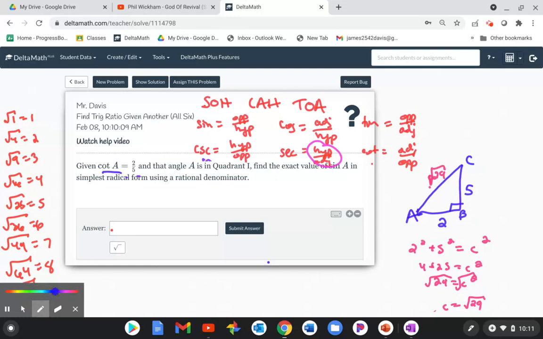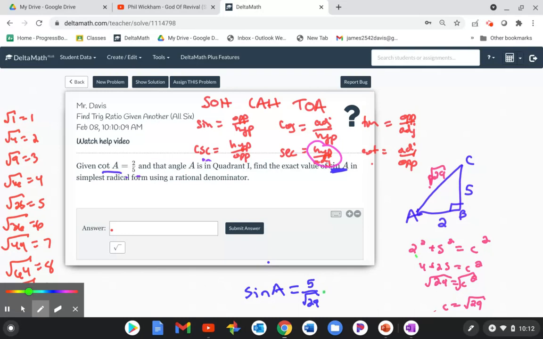Okay, then let's think about what we're asked to find. We're asked to find the sine of A. The sine is the opposite over hypotenuse. So the opposite of A is 5. Already knew that one. And the hypotenuse was the square root of 29, which we found. So that is our answer, but we cannot leave it like that because that is not a rational denominator.